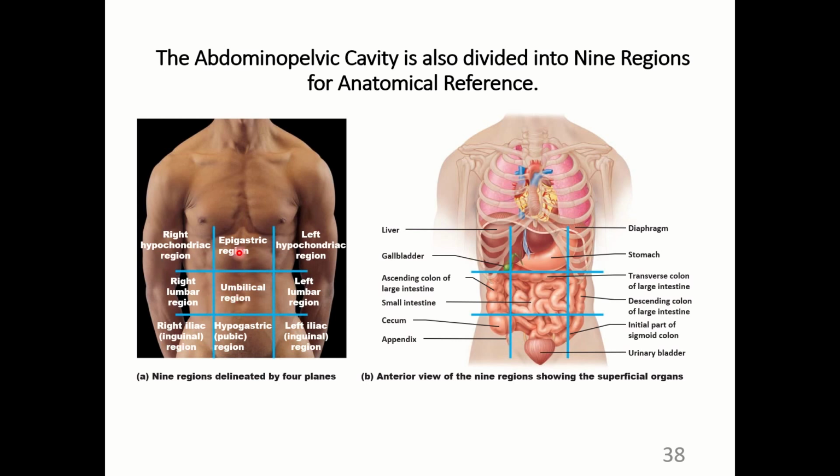So superior to the umbilical region is the epigastric. Inferior is the hypogastric. Epi means above, hypo, below. Gastric means the stomach, referring to that umbilicus. To the right and left of the umbilical region are the lumbar regions. So the left lumbar region and the right lumbar region.